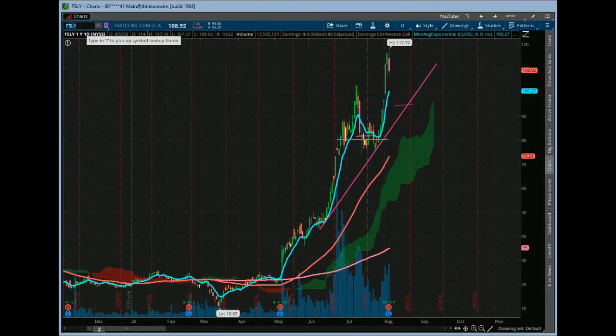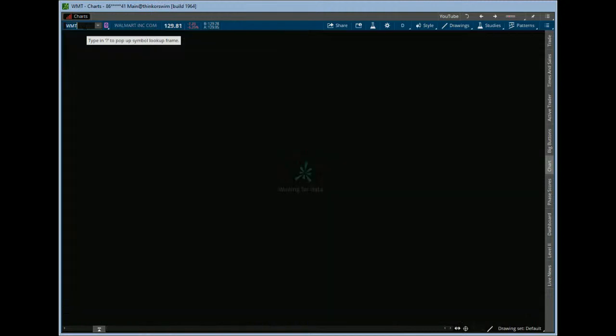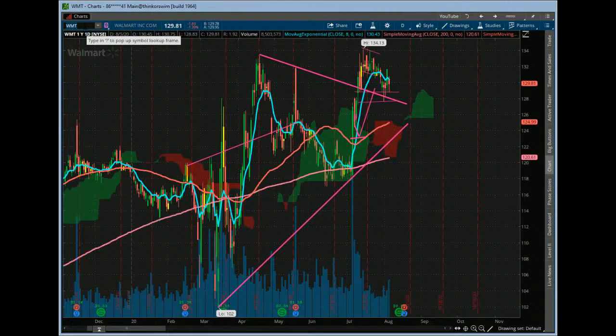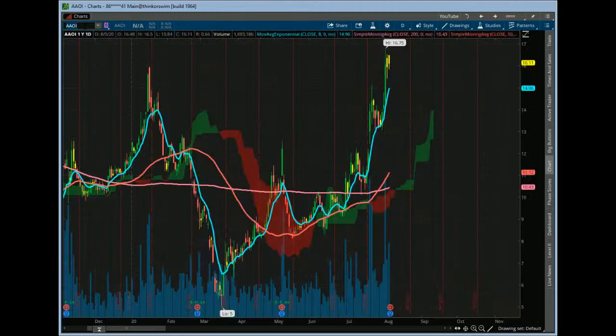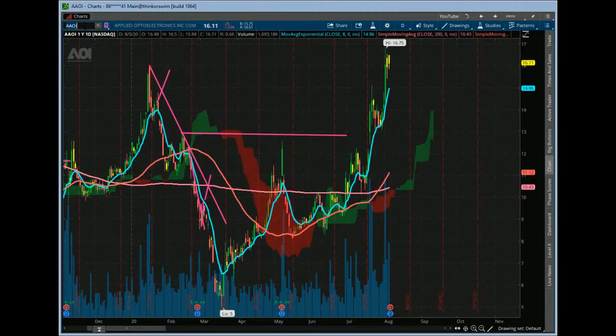Good stuff. And then Walmart, same thing, right? It's holding up there, but again, not a big momentum mover. Maybe if it can continue to hold, we'll get a little bit of an earnings run out of it. AOI, double inside day, nice. I know, Kira, it's crazy stuff.